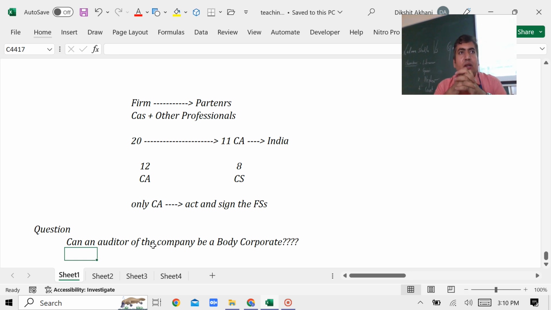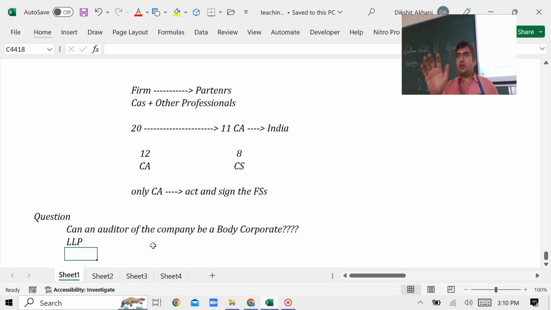So let me tell you, bachcha, answer to this question is yes, body corporate ho sakta hai. Lekin dhyan rakhiye, only LLP can be constituted as the, like chartered accountancy LLP. Companies are not allowed. Any other body corporation is not allowed. How many of you have seen any company as a CA firm? Ek naam bata do. Deloitte LLP is there, PwC LLP is there, but company formation is not allowed. Not allowed. Aur uske piche reason hai. What's the reason?